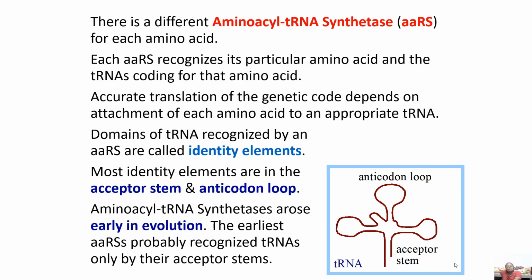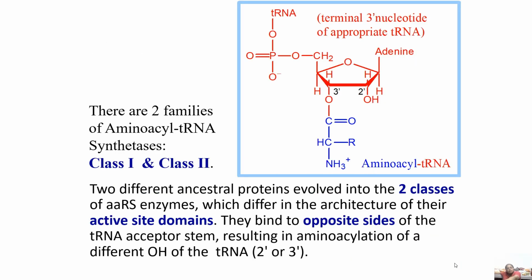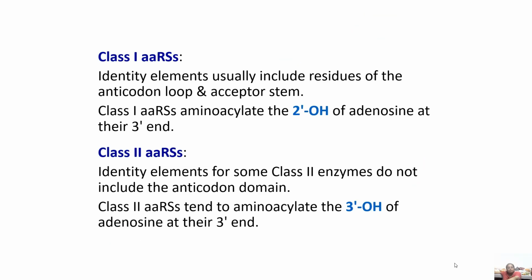Amino acid tRNA synthetases arose early in evolution. The earliest AARS probably recognized tRNAs only by their acceptor stems. Now there are two families of amino acid tRNA synthetases, class 1 and class 2. Two different ancestral proteins evolved into the two classes of AARS enzymes, which differ in the architecture of the active site domains. They bind to opposite sides of the tRNA acceptor stem, resulting in aminoacylation of a different OH of the tRNA, 2' or 3'.